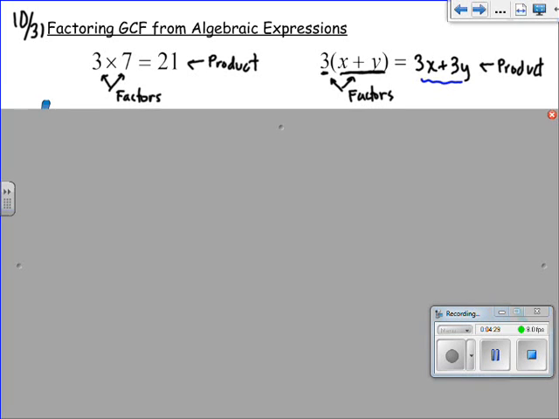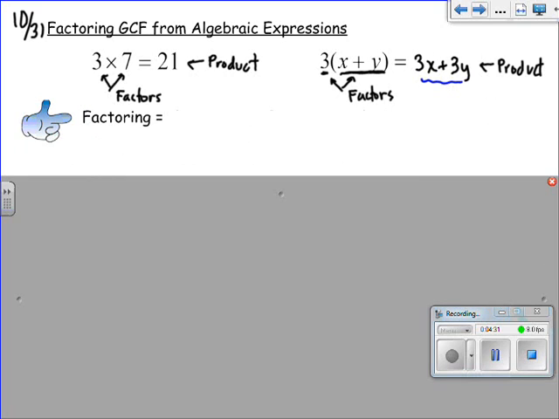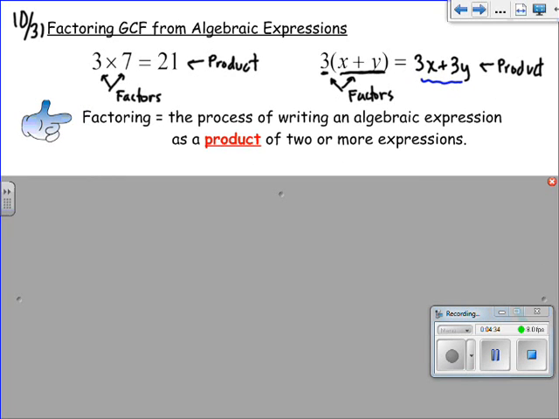So, factoring, a formal definition that we could use, is the process of writing an algebraic expression as a product of two or more expressions. So you can see in this example on the right that we have, this is a product, and when we multiply them together we get this expression. So again, we're going to kind of work backwards. In other words, factoring in a lot of ways, with the greatest common factor, it looks like the distributive property in reverse.